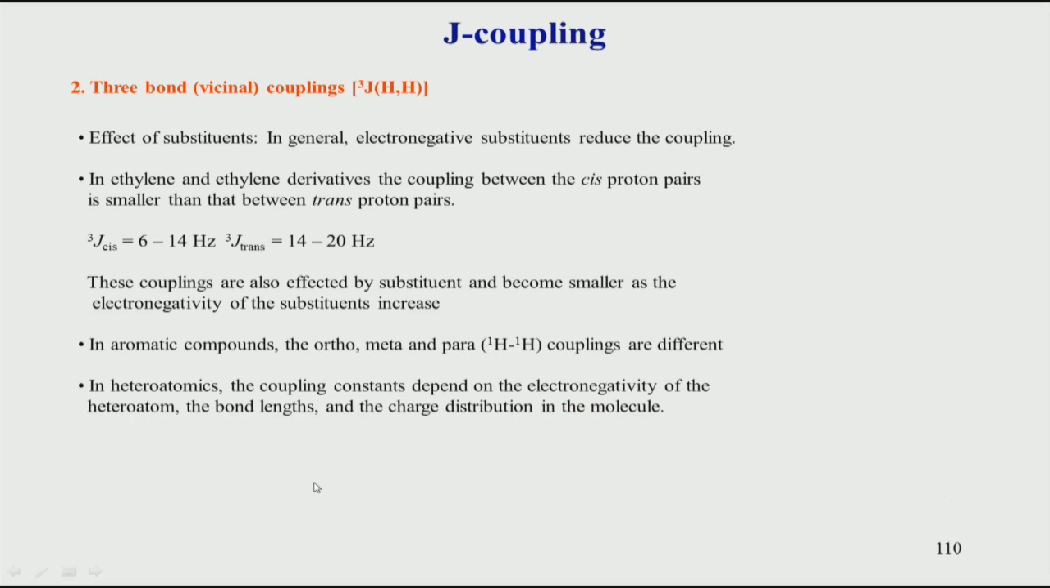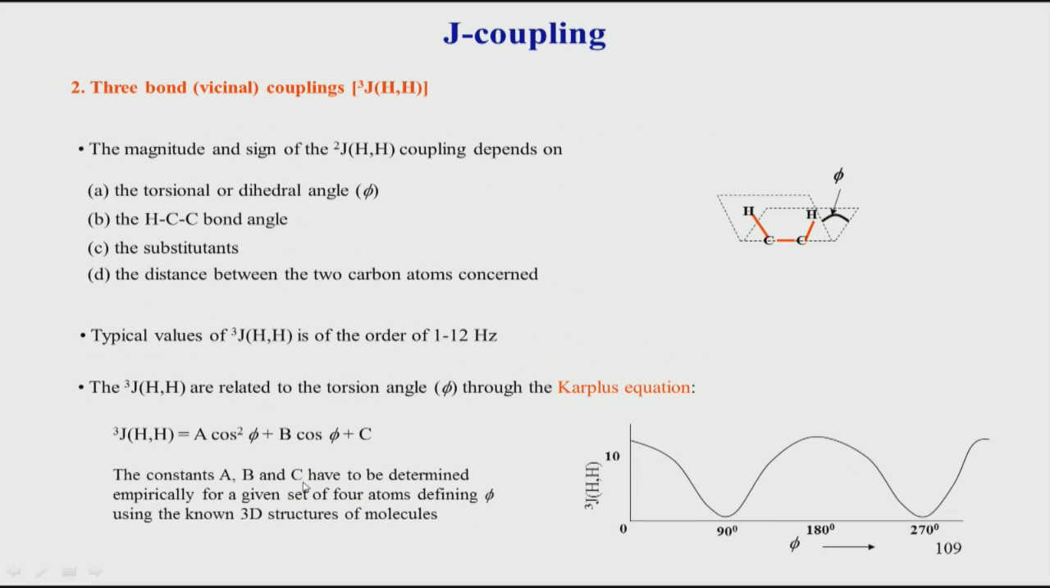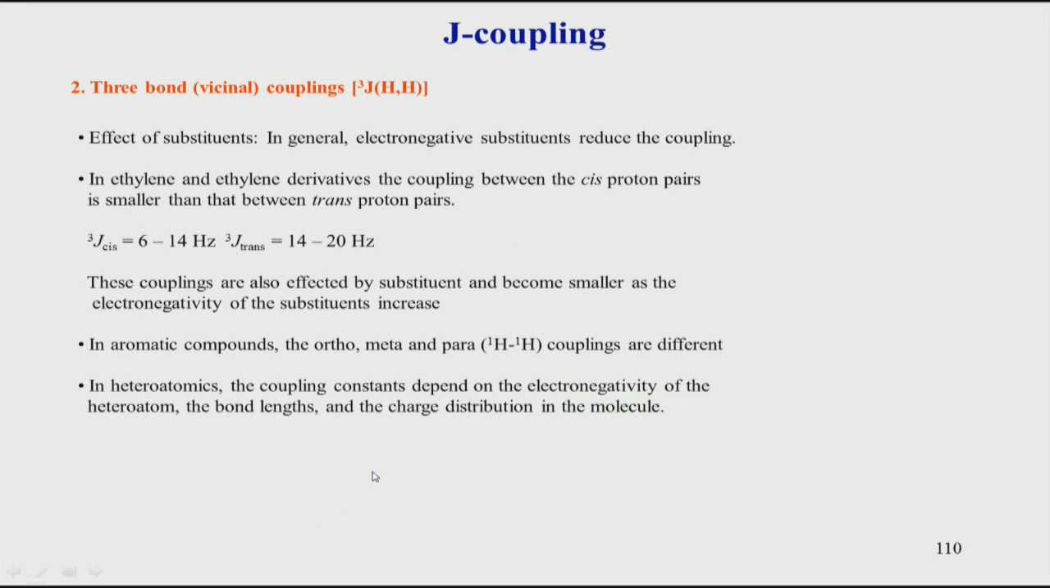This is one of the very famous equations which is used, given a phi value, to calculate J, or vice versa, given a J value at least to estimate what could be the bounds, the possible values of phi. This is further continuing on the effects of substitution; substituent effects depend on the structure of the molecule, and you can see here that in aromatic compounds there are long range couplings and the ortho, meta, para couplings between the hydrogens are different.